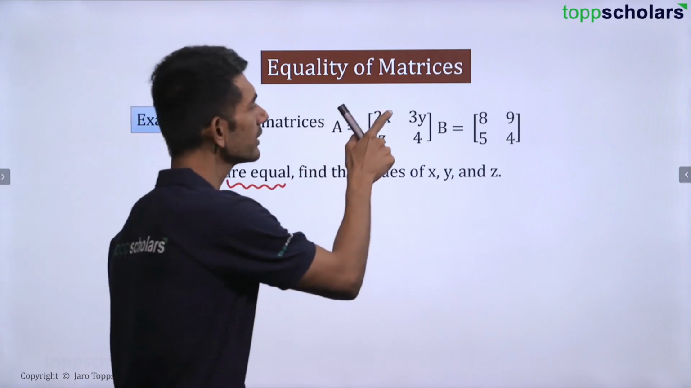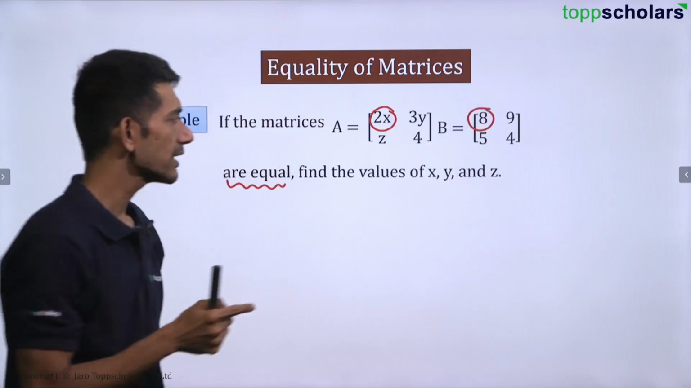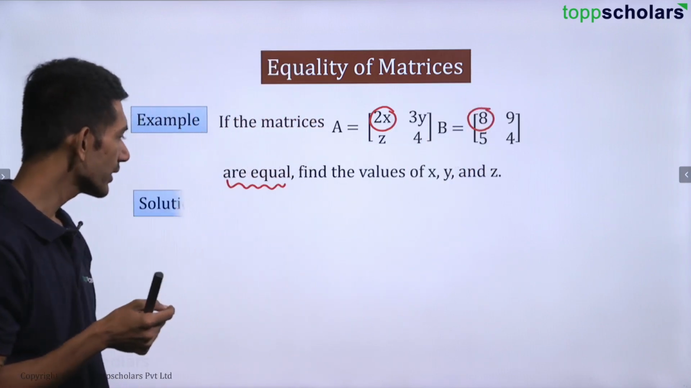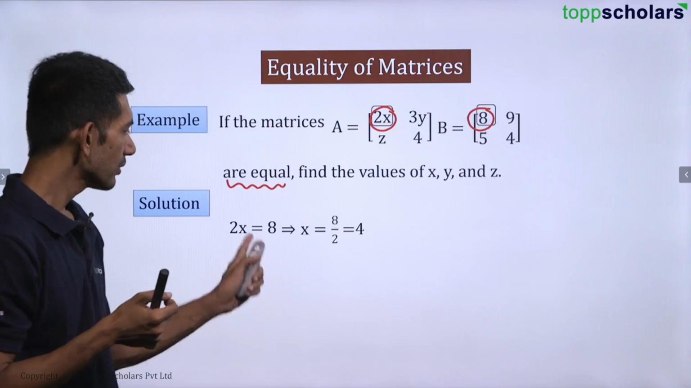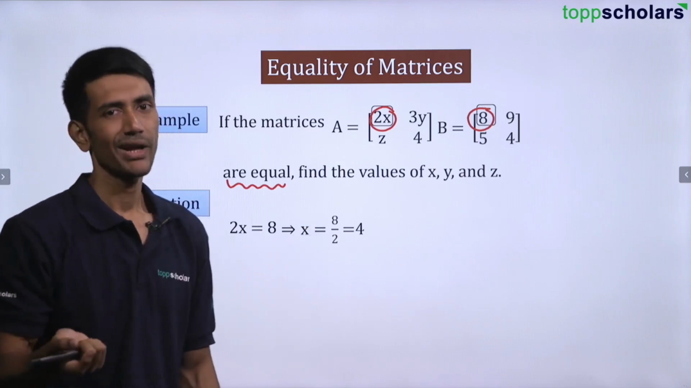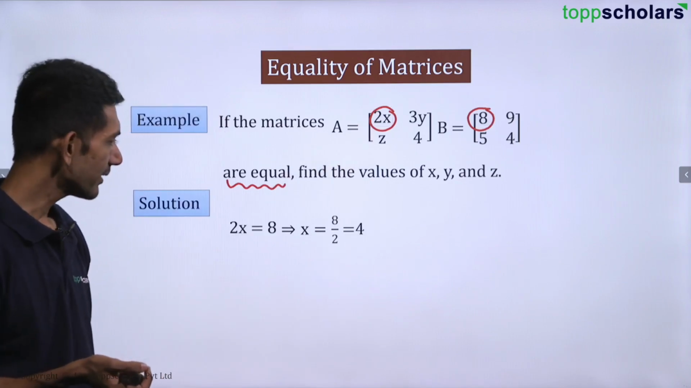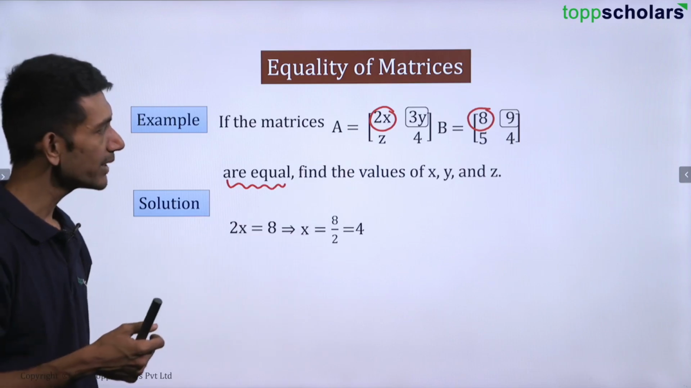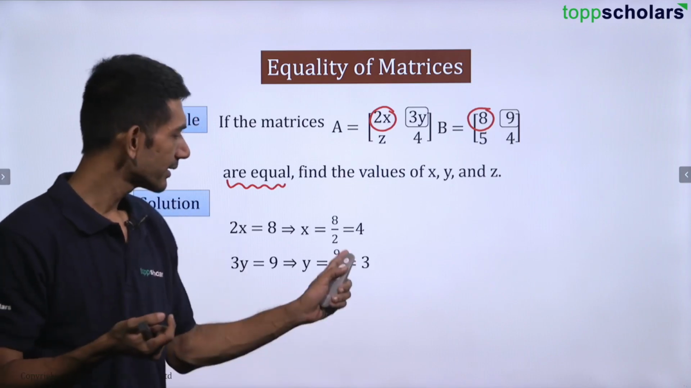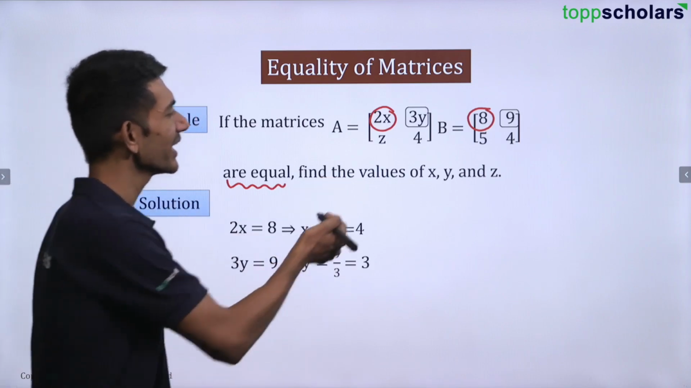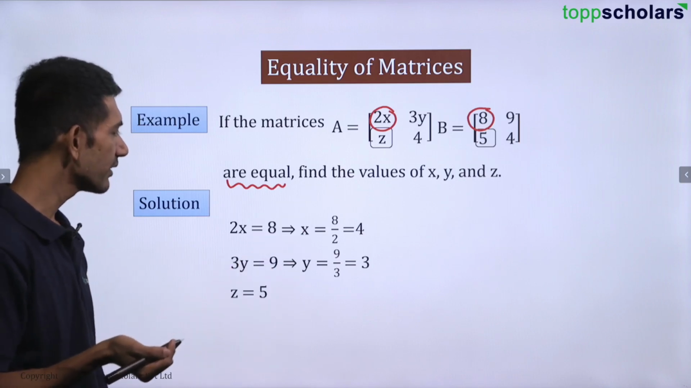It's very simple. See the position here. The first element of A and the first element of B will equate, right? So here we are going to say that 2x is equal to 8. Simple. So x will be what? 8 divided by 2. The value of x will be 4. Now check there. 3y and 9. So can I say, going further, 3y will be equal to 9? Yes. So what will be y? Y will be 9 by 3. That is 3. And for z, we'll get it directly, right? Z is 5. You don't have to solve anything there. The value of z is directly 5.